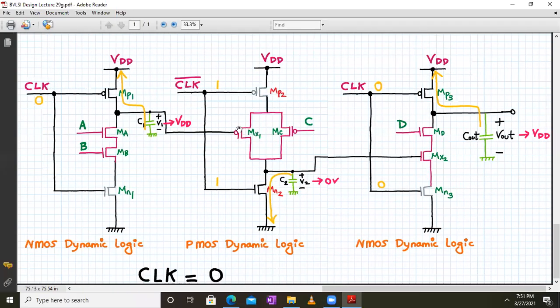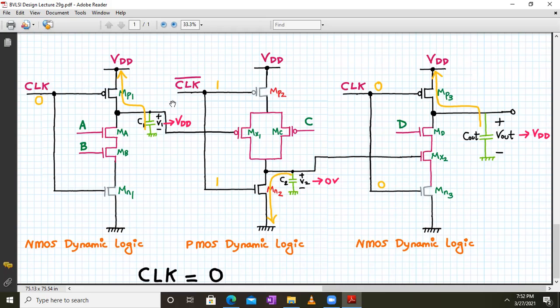Whenever the clock is 0, irrespective of the inputs A and B, my PMOS transistor MP1 will be on. So the capacitor C1 will pre-charge the output V1 towards VDD. So V1 will be VDD whenever the clock is 0. Now V1 equal to VDD is applied to the gate of the MX1 transistor. So MX1 transistor will be off. It's a PMOS transistor, so applying VDD will turn it off.